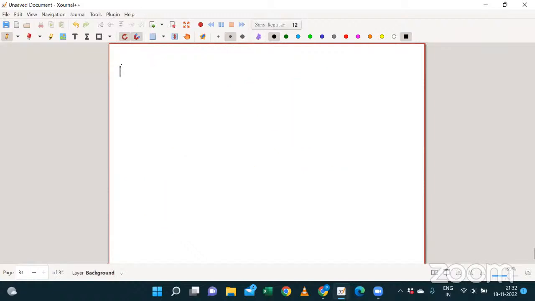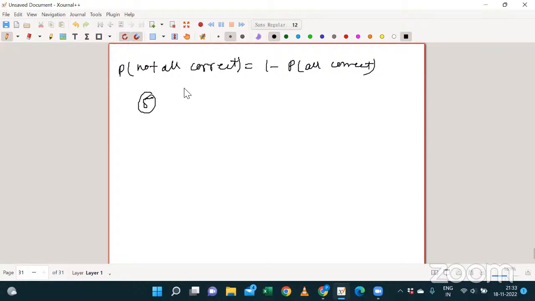So the probability that students do not get all correct. Okay, so can I say 1 minus all the correct? Forget about that. Oh yeah, we can do that one also. But see, in the paper, 5 questions are there. Each has 4 options.